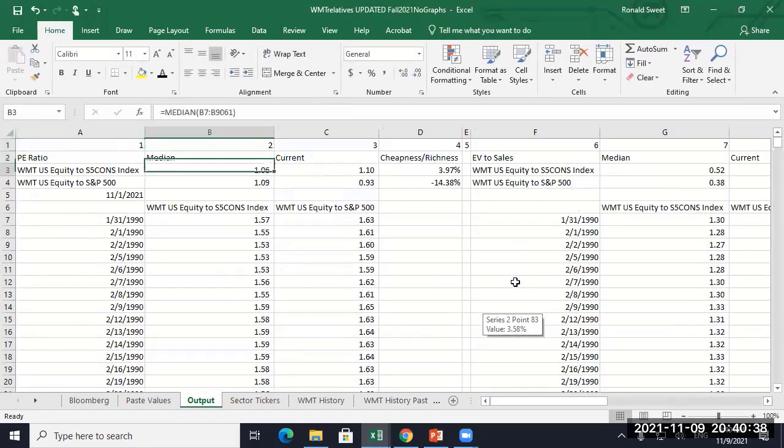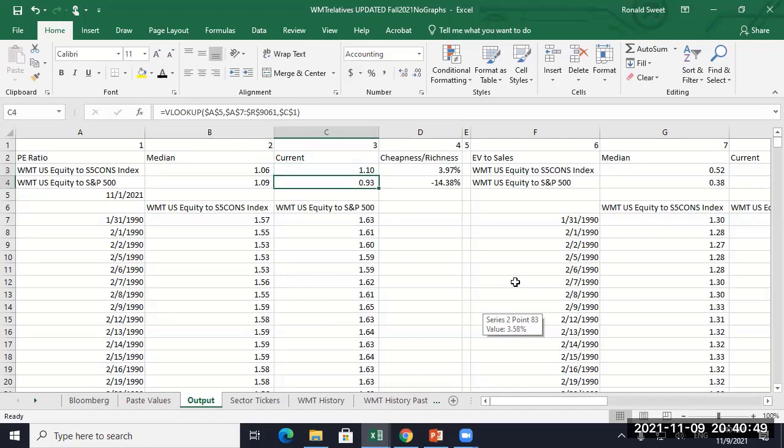So if we look historically, Walmart has traded 6% rich to the industry. Right now, they're 10% rich to the industry. But you can see there's periods of time where they're very expensive to their industry.